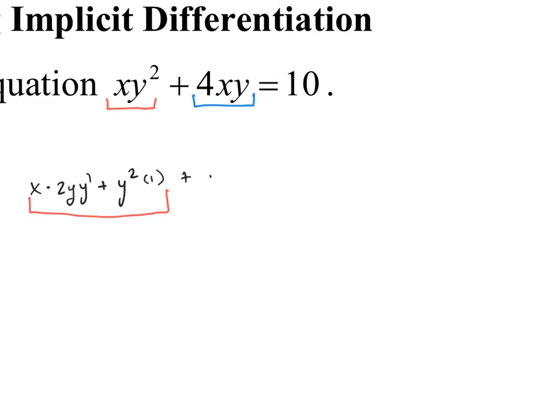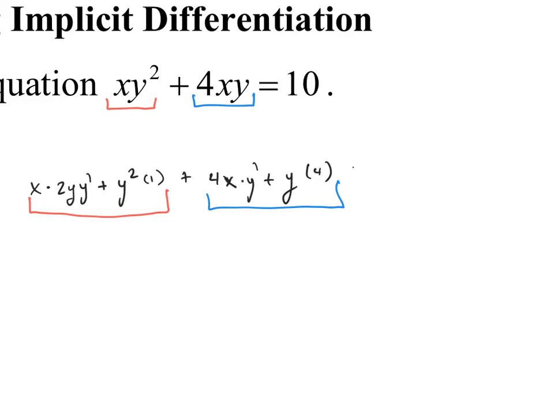So using the product rule, we would have the first, which is 4x, times the derivative of the second, which would be y prime, plus the second, which would be y, times the derivative of the first. Well, the derivative of 4x is just 4. So there's the product rule for the second part.